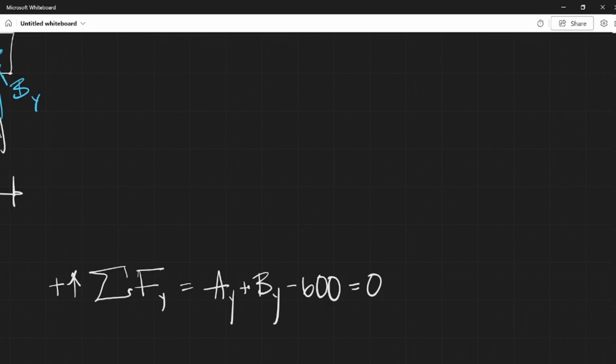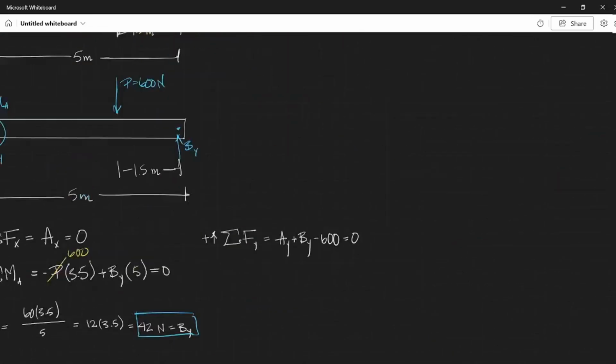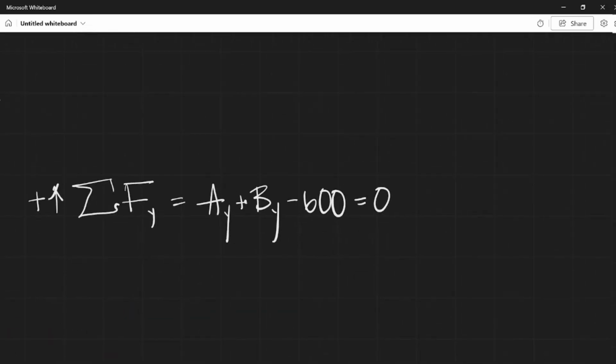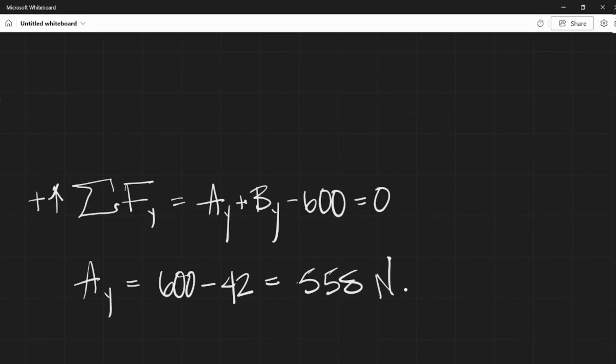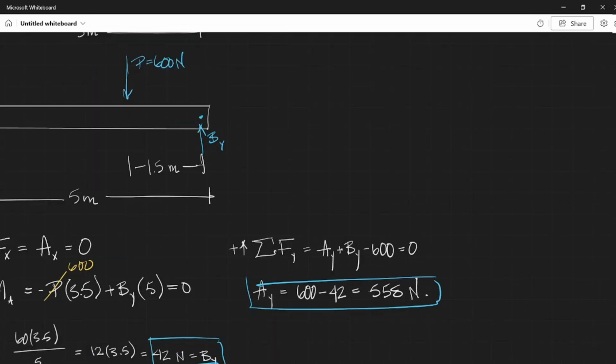since the mass is not accelerating, right? It is in mechanical equilibrium. That is the definition of mechanical equilibrium for a two-dimensional body. What do we do here? Well, we already know BY, and really this just boils down to AY equals 600 minus 42. And we get AY is equal to 558 newtons upward.